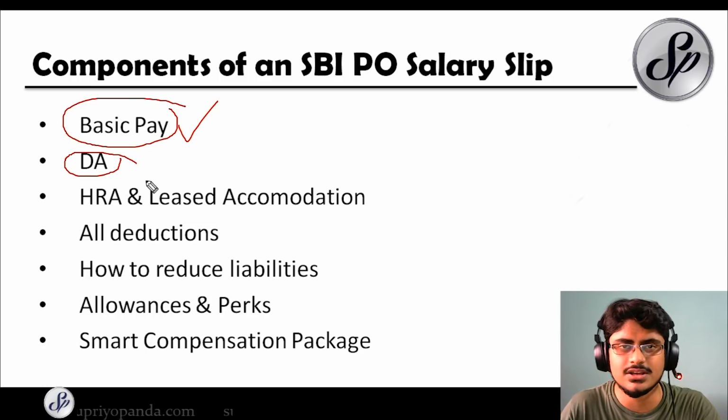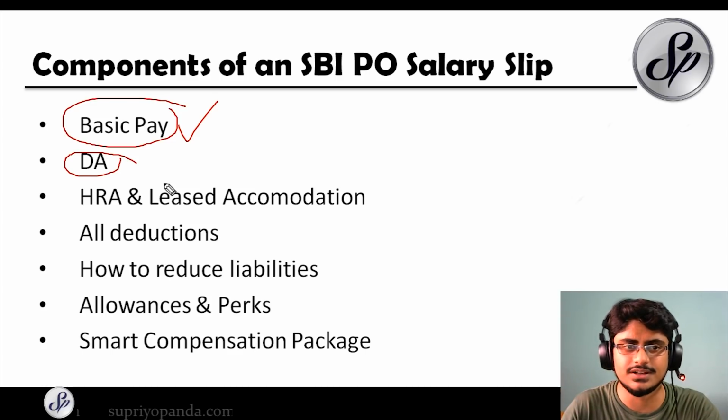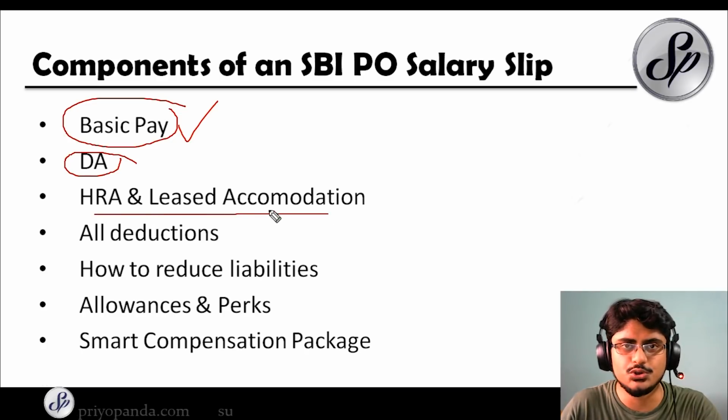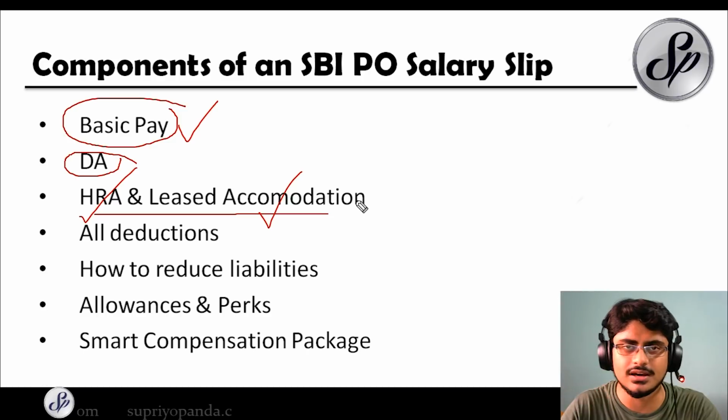Then we will cover the Dearness Allowance. The Dearness Allowance is actually something that is given to you to adjust for inflation, and I will talk you through the exact significance of the DA. Then we will be talking about HRA and the leased accommodation. You can either get HRA or you can get leased accommodation. Two things together you will not be getting, so only one you have to get, and we will be talking a lot more on that.